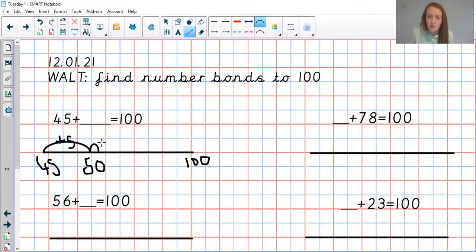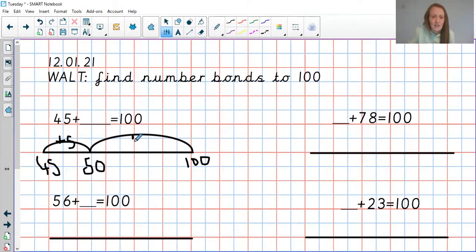So I'm going from 50 all the way to 100. Counting in tens now, how many tens did it take me to get from 50 to 100? So I can go 50, 60, 70, 80, 90, 100. 5 tens, which we know is 50. So I've added 50 here. I can just put that in really carefully on there.